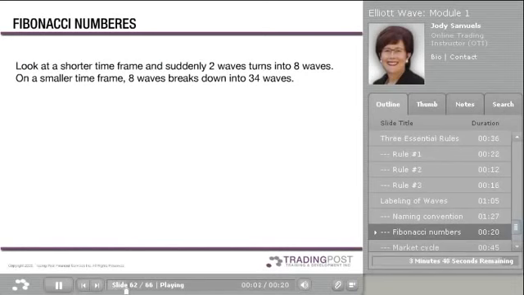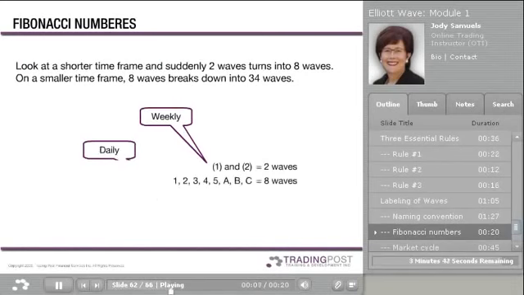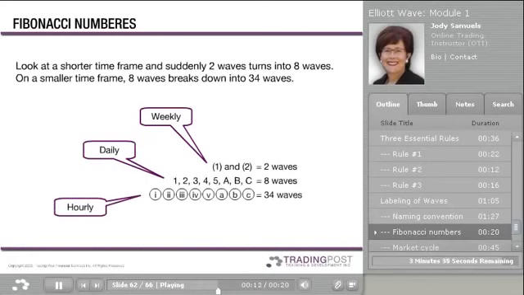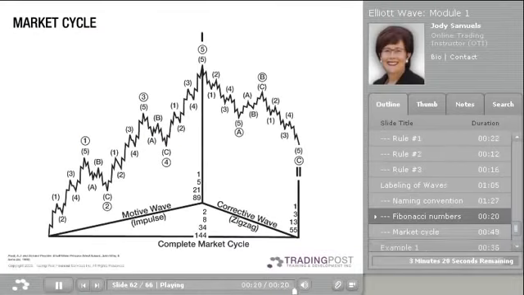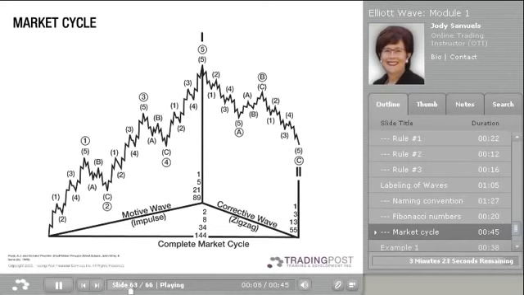Look at a shorter time frame, and suddenly 2 waves turns into 8 waves, and 8 waves on a smaller time frame breaks down into 34 waves. The 34 waves includes the 5-wave sequence, which has 21 waves, and a 3-wave sequence, which has 13 waves. After a 5-wave sequence is complete, it will become a wave of a larger degree, or a wave contributing to a larger wave. The complete movement of waves 1 through 5 will complete a wave 1, 3, or 5 of the next higher wave sequence.